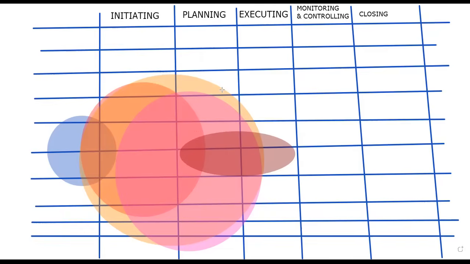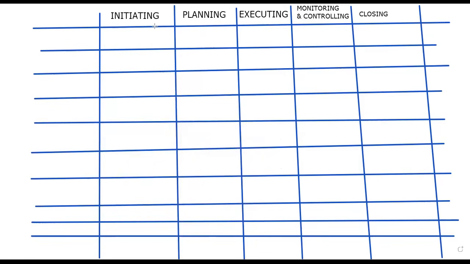It's not A, then B, then C, then D. There's a progression in that direction, but there's overlap and there are iterations and there are feedback loops. So just keep that in mind when you take a look at page 25 in the 6th edition.